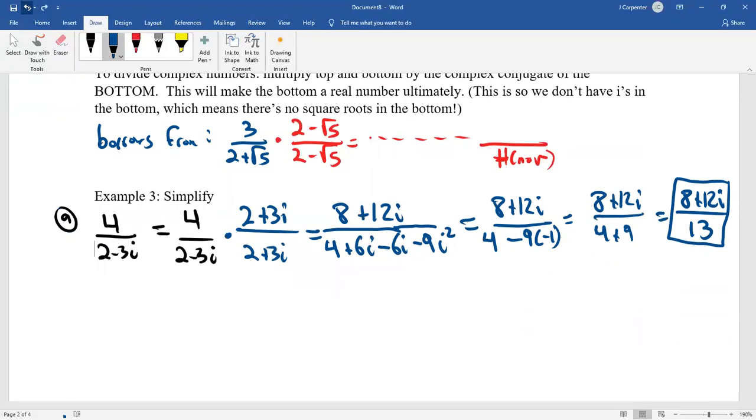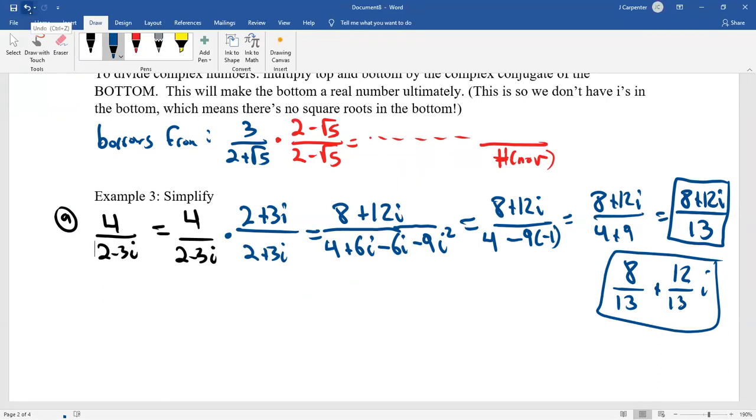Oops, why did that erase? I'm not going to leave this. I am going to erase it. 8 over 13 plus 12 over 13i. This is okay as well. But I want to have that room for the next problem. That's why I'm going to erase it. But you got the video, so you can see it there again.